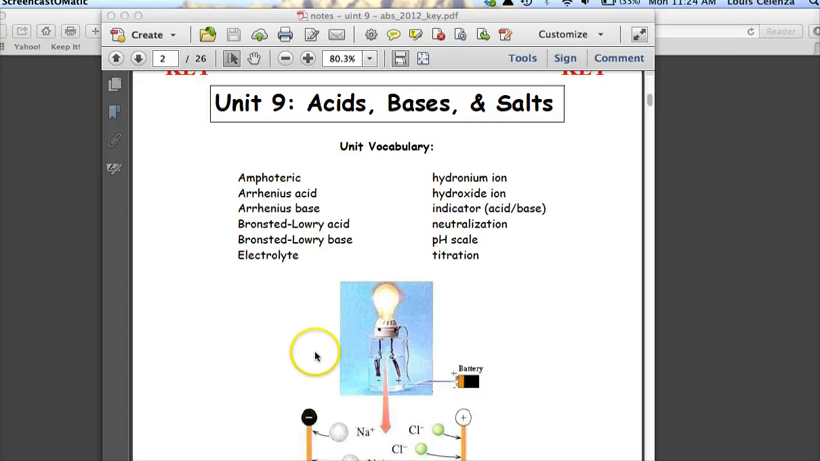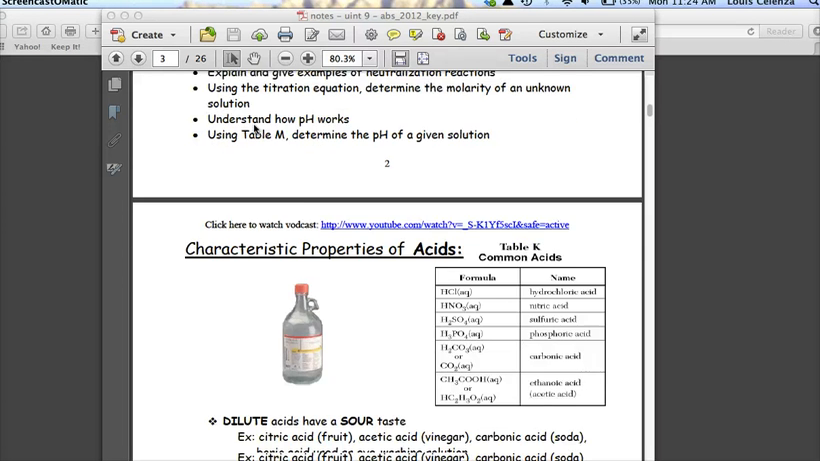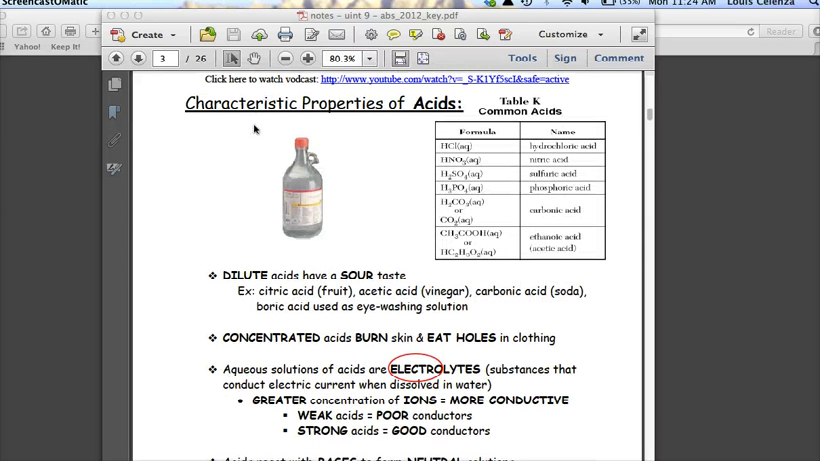Okay, let's move on. The objectives you already know. That's what you should be able to do once you have finished this unit. All right, so let's quickly take a look at the properties of acids and bases.